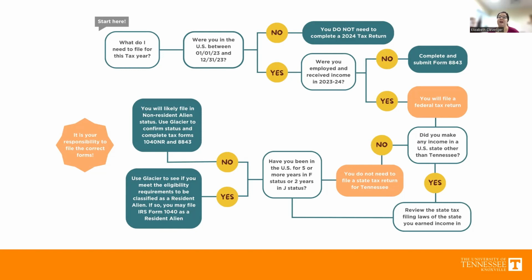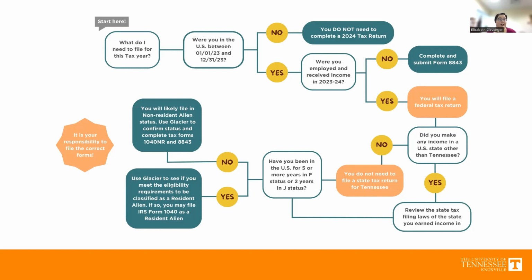If you were not in the United States in the tax year, you don't have to file anything. So if you arrived in January of 2024, you don't have to complete any paperwork because this strictly concerns the 2023 tax year. If you were here in 2023, your next step is to determine which form you need to file. If you were employed or received income, then you need to start working on which tax return documents do you need to file. So that's the yes category for that.